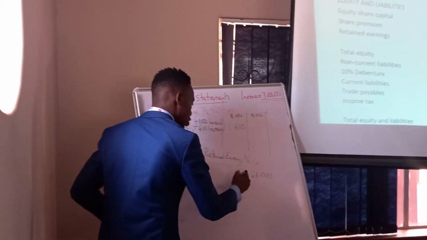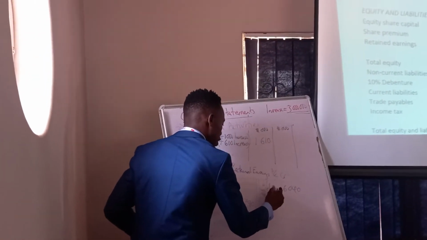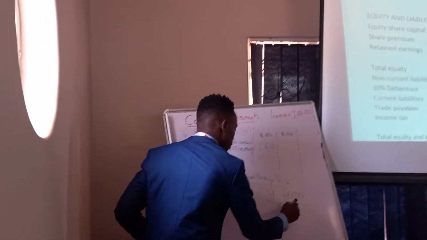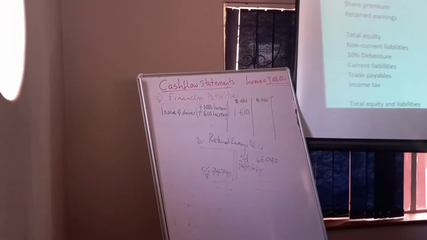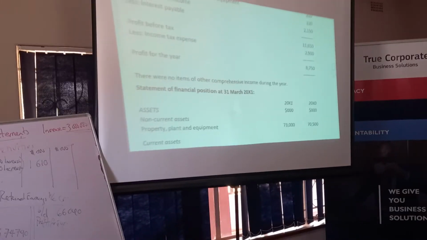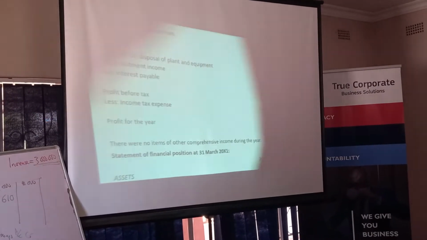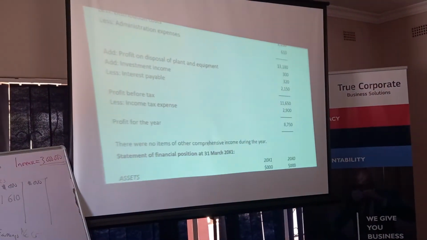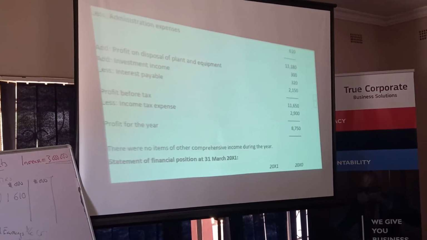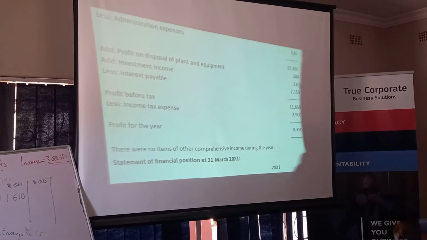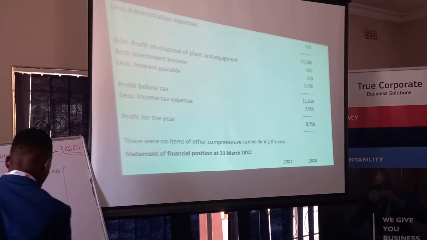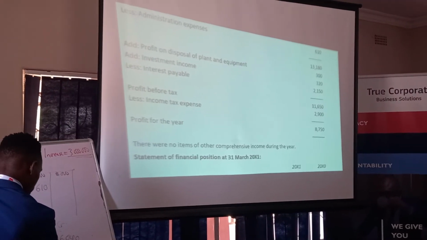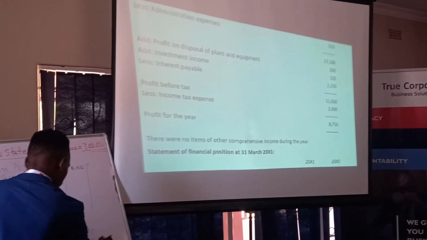Close off. Or below this, I'll record the profit for the year. So I'll go to the profit or loss. Guys, I'm seeing the profit for the year is 8,750.